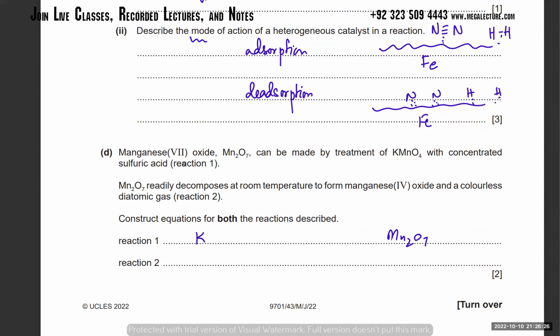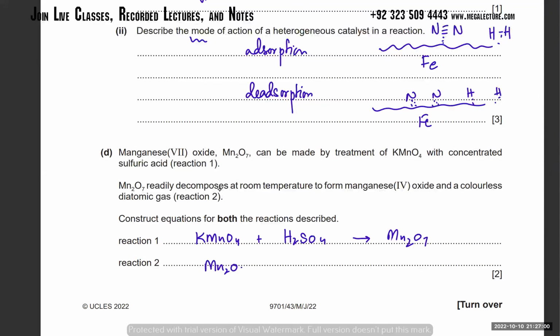So KMnO4 reacts with concentrated sulfuric acid, and they're saying you're getting Mn2O7. So that is reaction 1, and that's an incomplete reaction. They didn't tell us what the reaction is. And then they say that the Mn2O7 readily decomposes at room temperature.